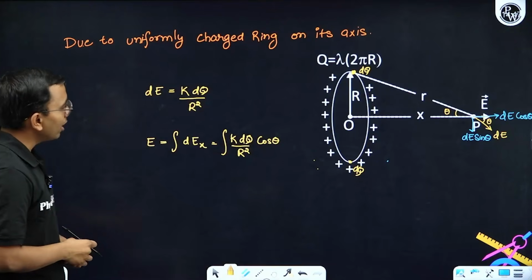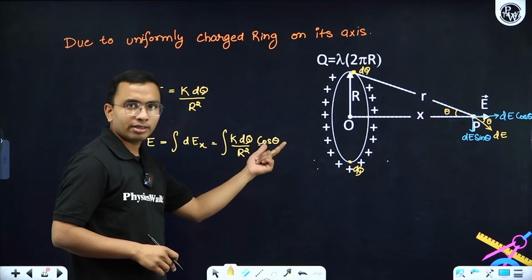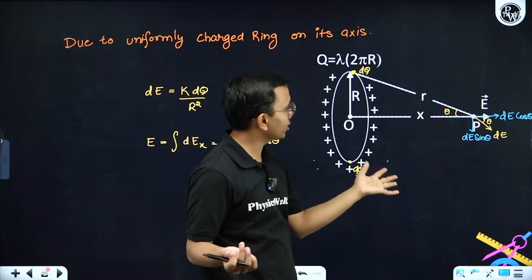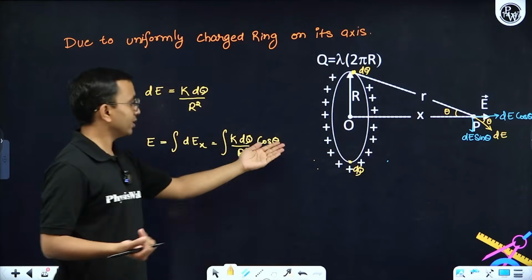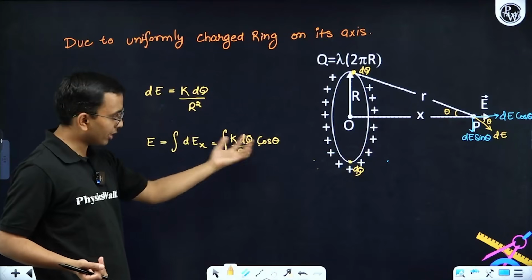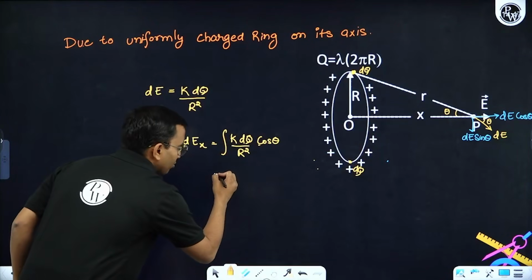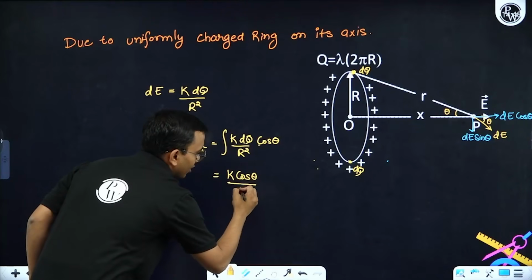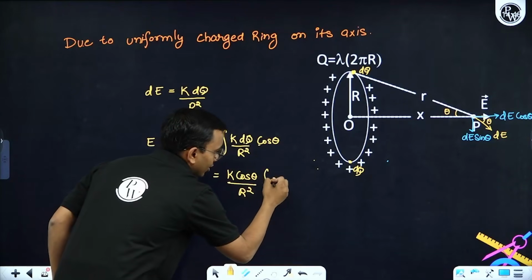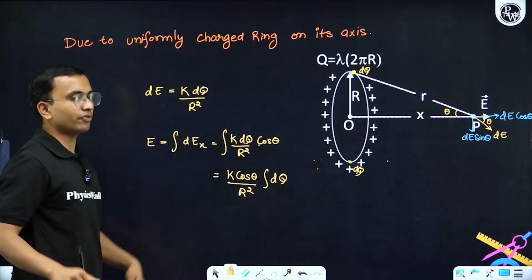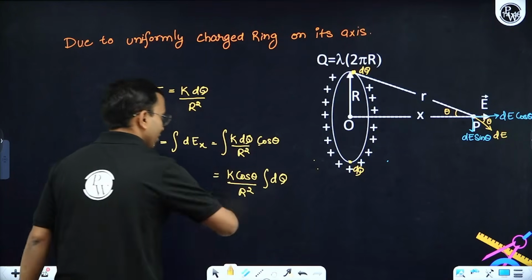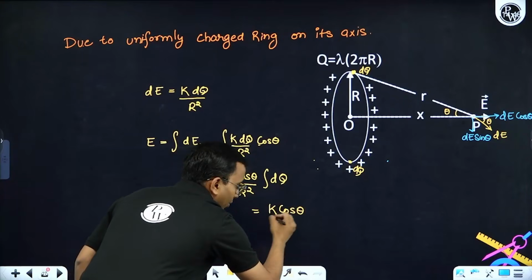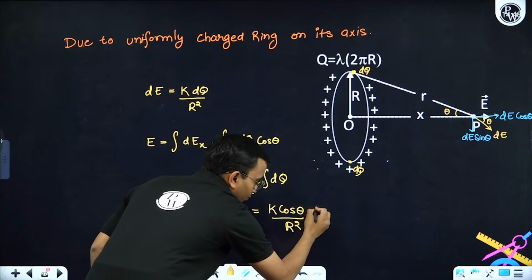Now is this theta constant or variable? Is this theta changing or is it fixed? It is not changing, it is fixed. Theta is constant in this case. K is constant, r square is constant. You can take all that outside. So this will become k cos theta divided by r square, integration dq. Integration of dq is q, the total charge. Just write it: k cos theta by r square into q.